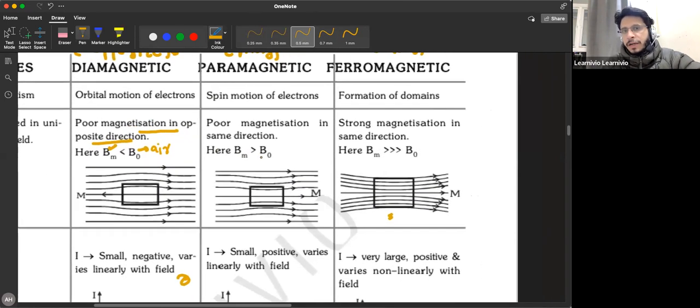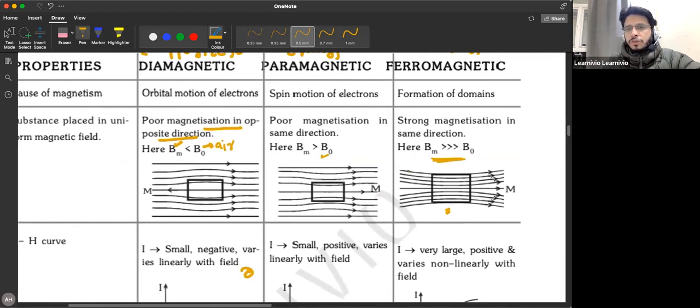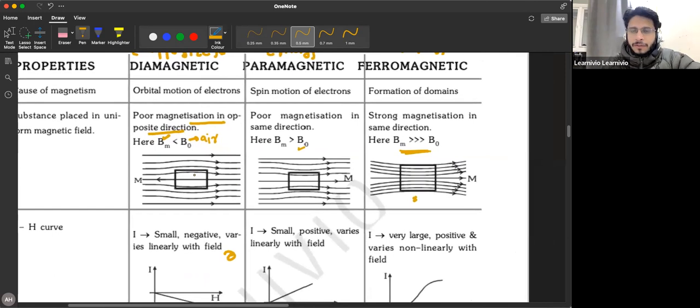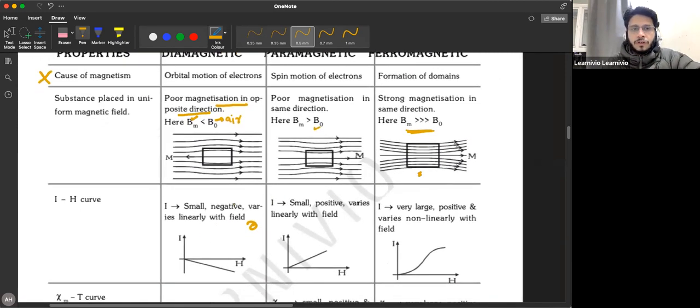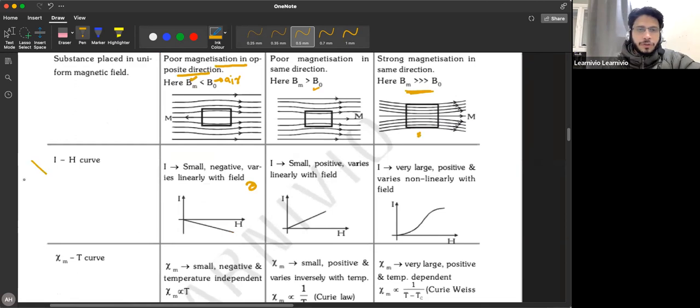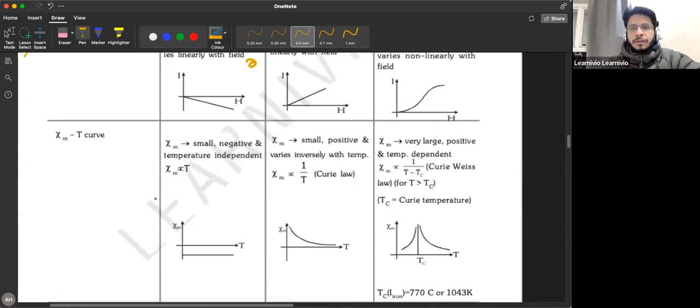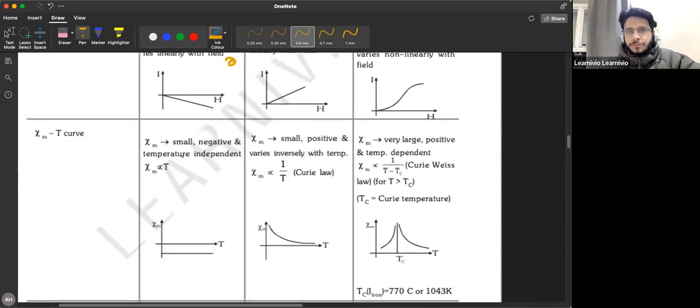Here in the material, the magnetic field is greater than in air. Here the magnetic field is very, very much greater than in air. All these properties are due to the simple fact that it repels a magnet, it gets attracted by a magnet, and it is attracted by a magnet very strongly. You can leave this IH curve, no one is going to ask this. Now, temperature.